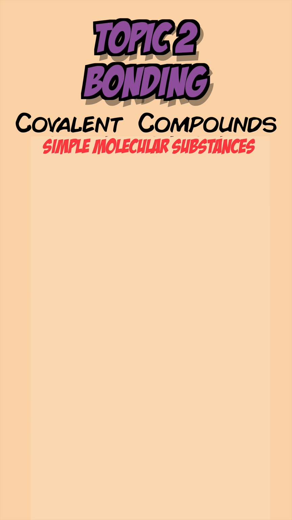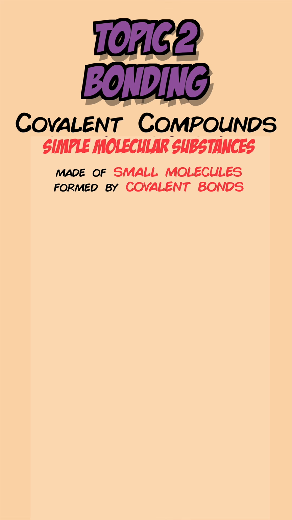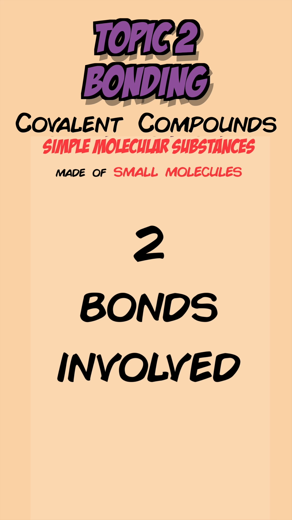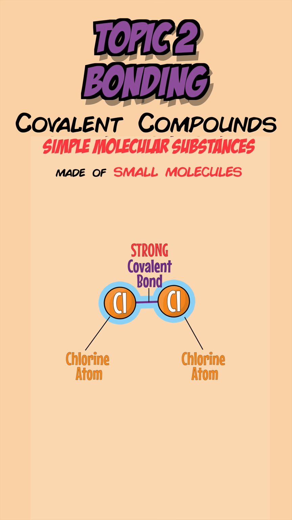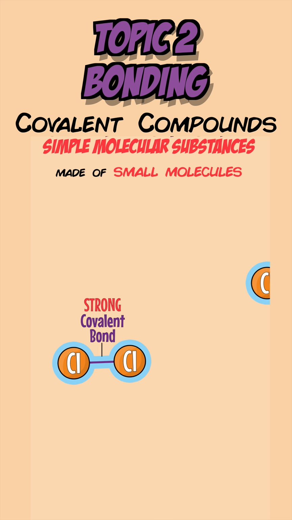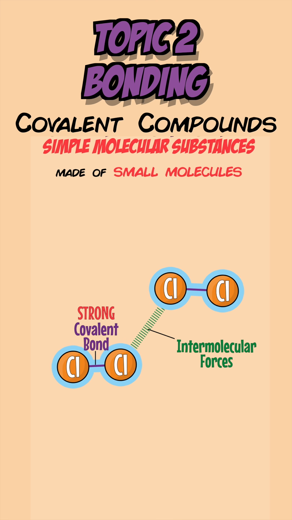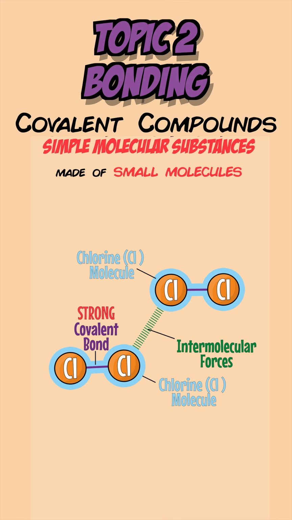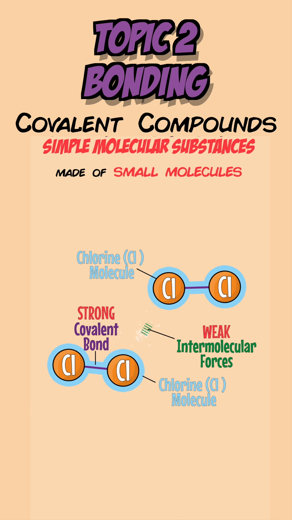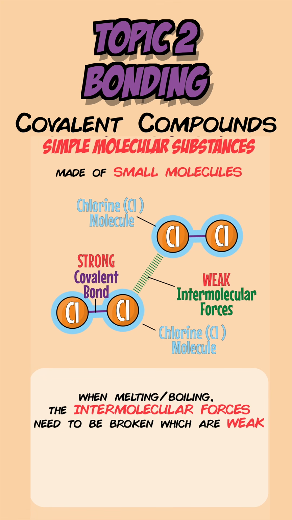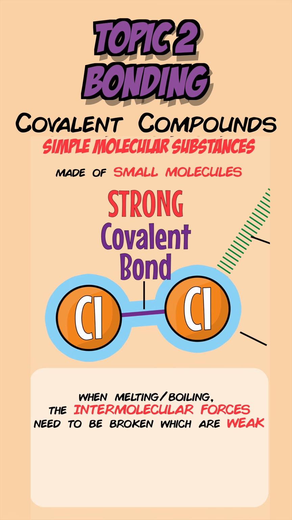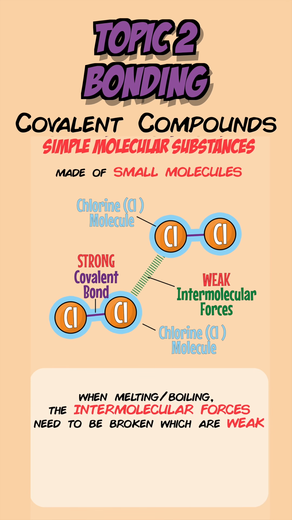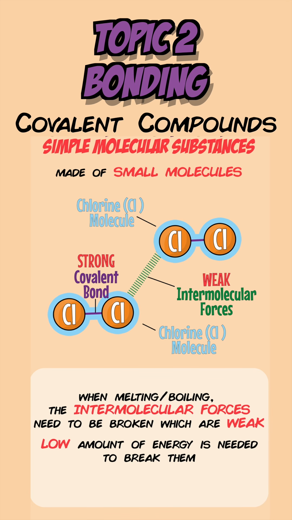Simple molecular substances are made out of small molecules formed by covalent bonds. There are 2 types of bonds involved. The first are covalent bonds, which are found between atoms. These bonds are very strong and need a lot of energy to break. The second type of bonds are intermolecular forces, which are forces between molecules. These are much weaker than covalent bonds and do not need as much energy to break. When simple molecular substances melt or boil, it's the intermolecular forces that need to be broken, not the covalent bond. And because these are weak, only a small amount of energy is needed to overcome them.